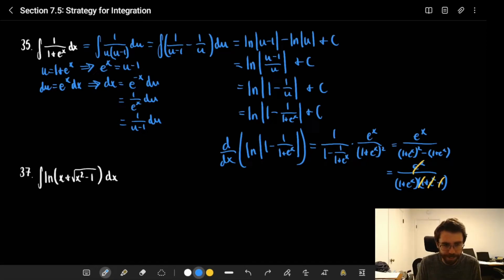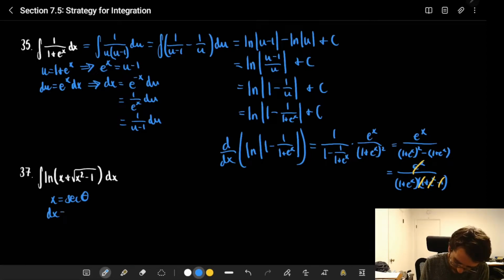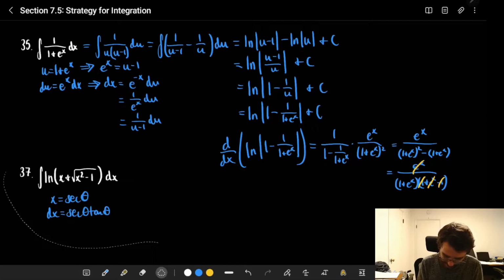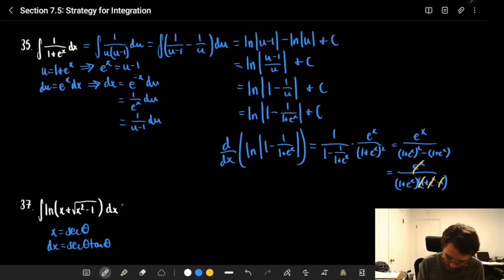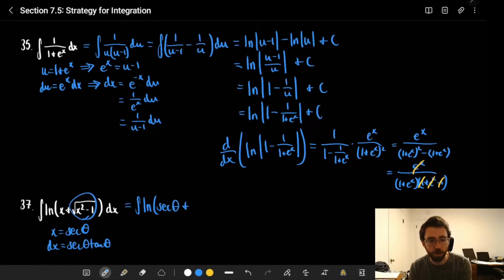Am I really going to do a trig sub? I guess. Again, okay, x equals secant theta will work here. So dx is secant theta tangent theta. I mean, let's just see what happens. Need more room. This will be natural log of, okay, we said x was secant. Then, let's just be quick. Square root of secant squared minus 1 is the square root of tangent squared, which is just tangent. And then you need the dx on the end.